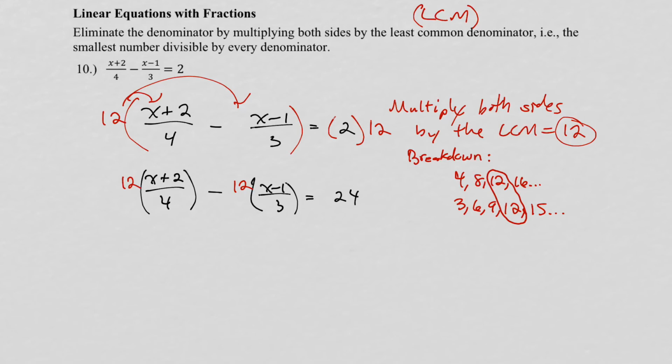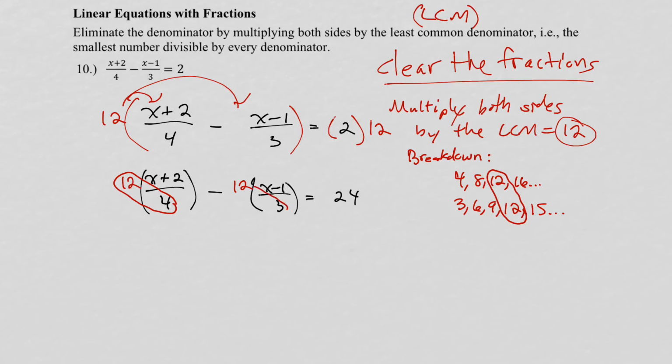So now the strategy of multiplying both sides by the LCM is basically helping us with this idea of clearing out the fractions. Okay, we want to clear the fractions. I mentioned this before. How do you do that? You multiply both sides by the LCM. And how do the denominators get cleared? Because we're doing division here. 12 divided by 4 and 12 divided by 3. So 12 divided by 4 is 3.